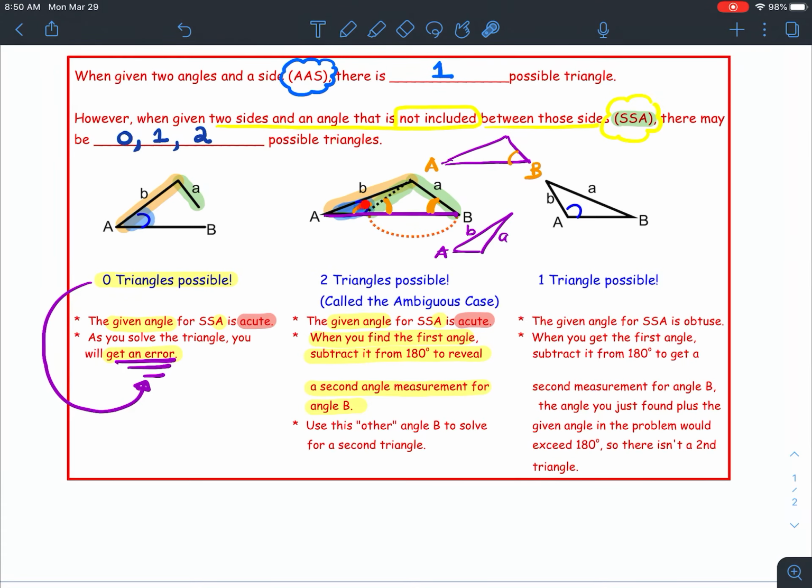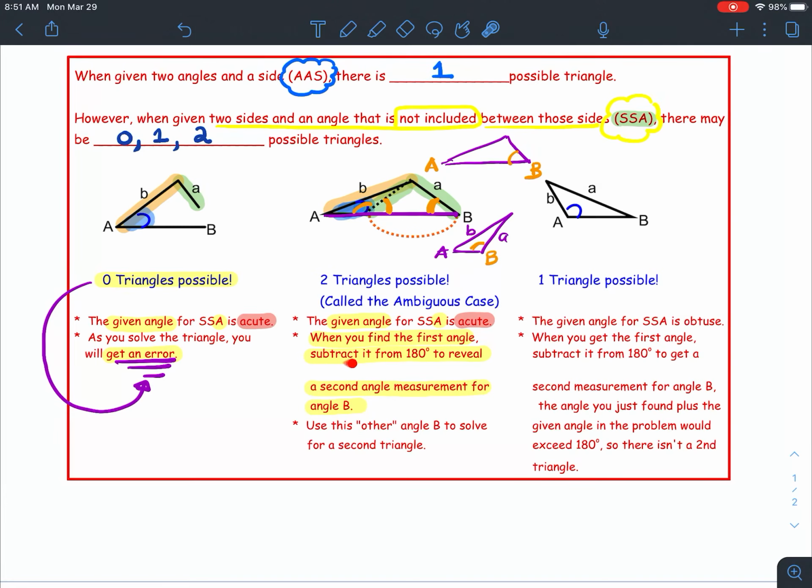I know this sounds super confusing. Hopefully this will make sense as we kind of look at another example. But when you find that first angle B, if you get an error, then you know, oh, there's no triangles possible. If you actually get an angle measurement, then you're going to subtract it from 180 to get what your angle B is in the second triangle as well.